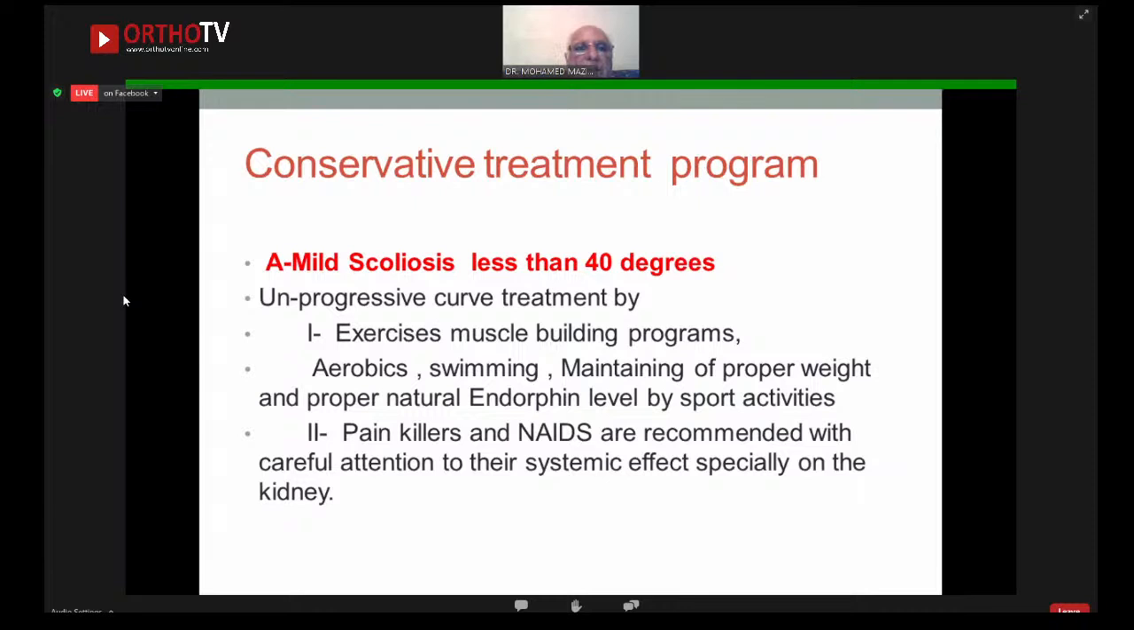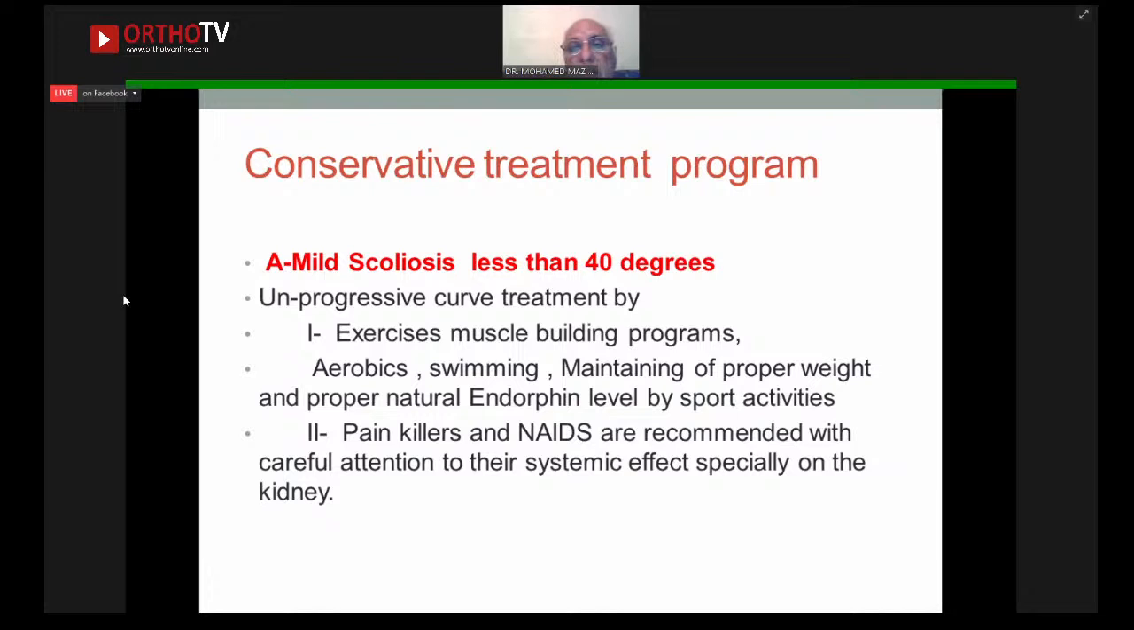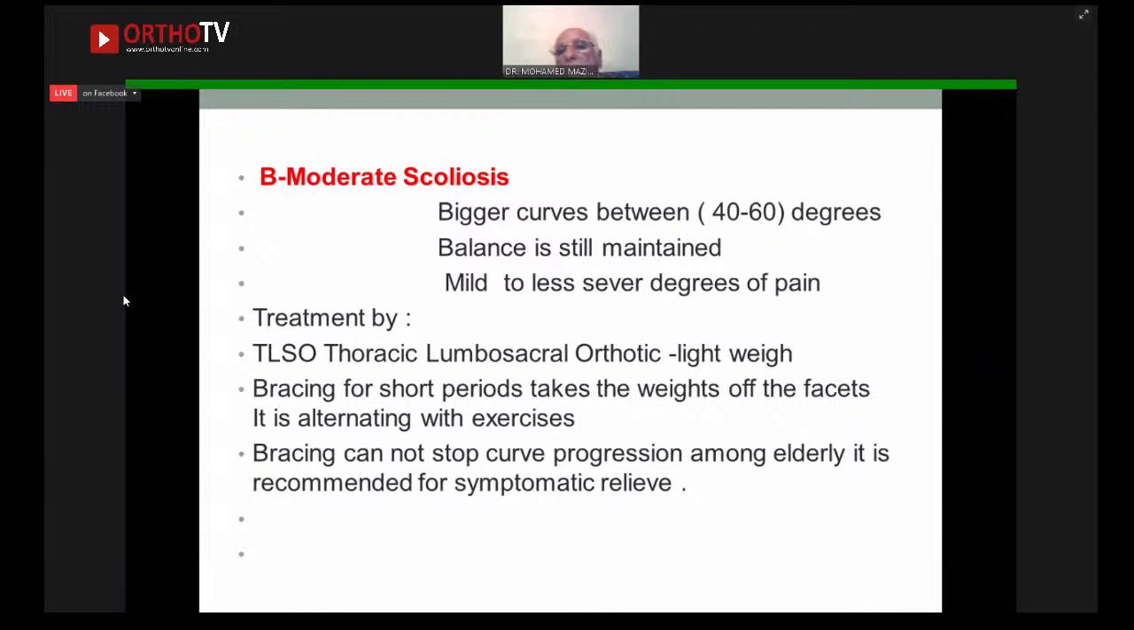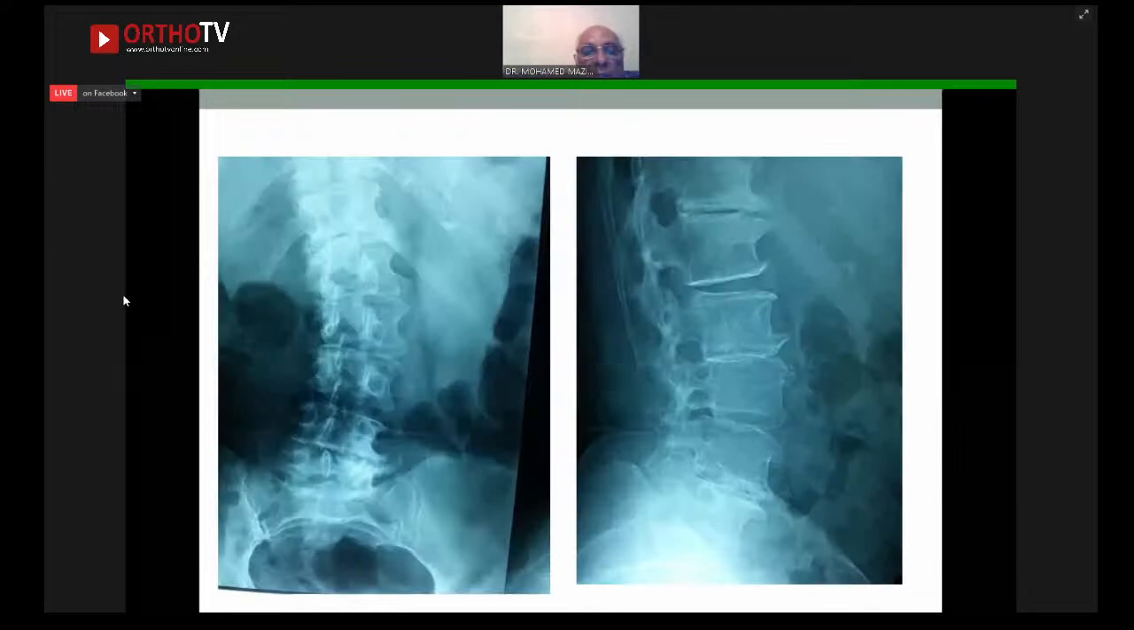Conservative treatment depends on the curve itself, assessing the degenerative curve. Mild scoliosis less than 40 degrees, if it is an unprogressive curve, should be treated by muscle exercise, an aerobic muscle building program, and painkillers. If you have moderate scoliosis, a bigger curve from 40 to 60 degrees, and balance is still maintained, with mild to moderate degree of pain, treatment is by long brace and sport activity, like this patient. You can treat him without surgery if he is not giving symptoms.